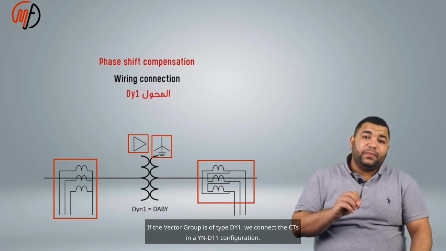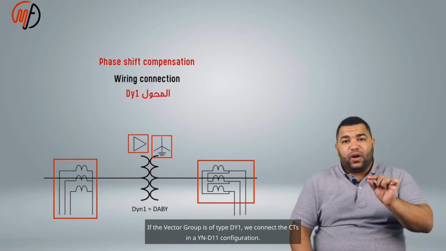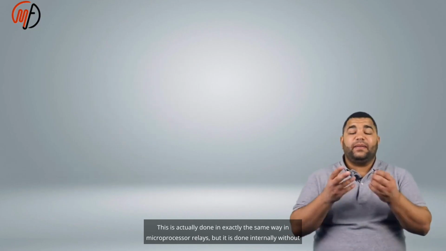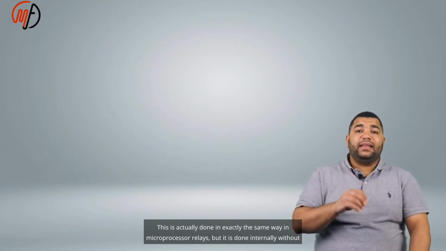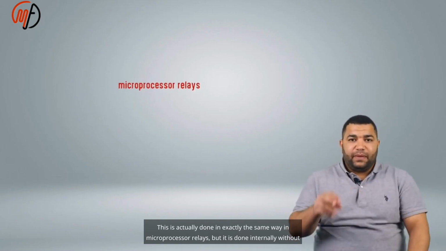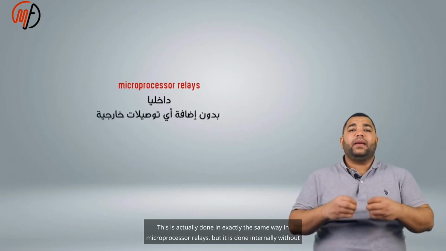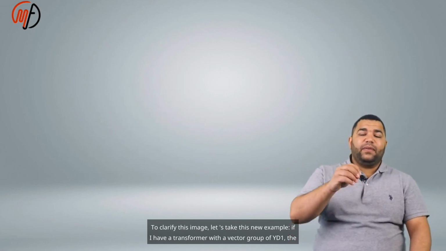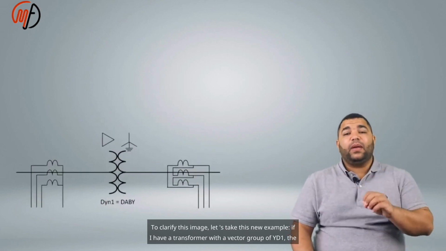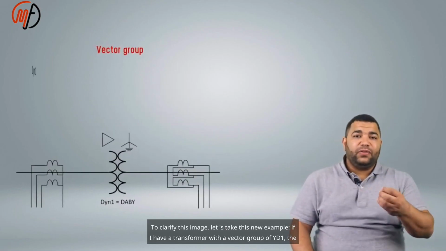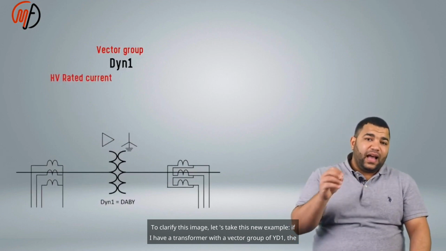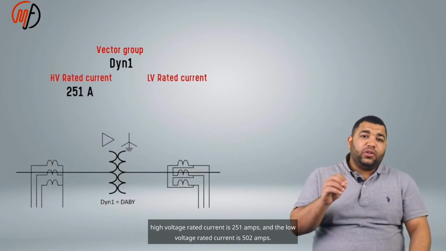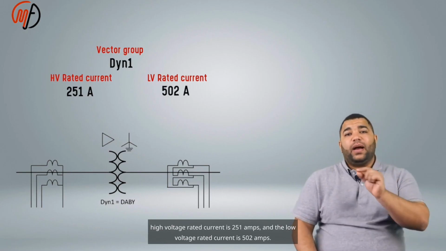If the vector group is of type DY1, we connect the CTs in a YND11 configuration. This is actually done in exactly the same way in microprocessor relays, but it is done internally without adding any external connections. To clarify this image, let's take this new example. If I have a transformer with a vector group of YD1, the high voltage rated current is 251 amps, and the low voltage rated current is 502 amps.